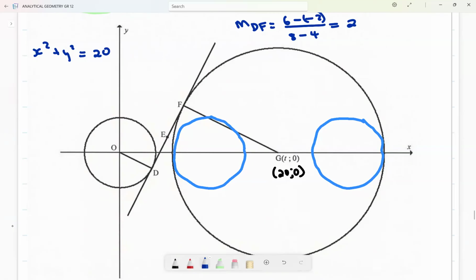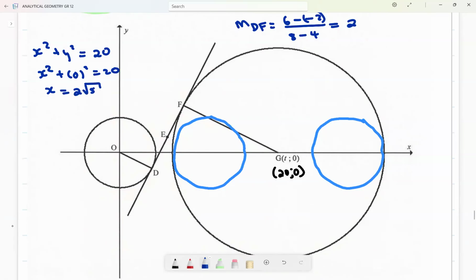Let's do this. We know that at this point here, y is equal to 0. So x squared plus 0 squared is equal to 20. Because they share the same x-intercept here, can you see at this point they share the same x-intercept? Let me find the x-intercept using this one. So x squared is equal to 20, which means when I take the square root of 20, I get x equal to 2 square root of 5.